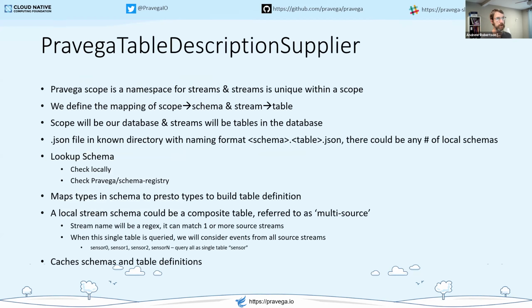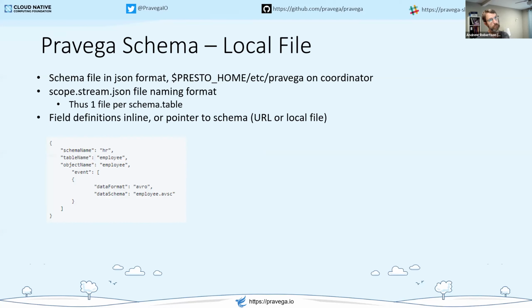The next option is to have things in a local file on the coordinator. It's one file per object, and you're either inlining the event definition right there in JSON format, or, as in this example, pointing to an Avro schema. So basically it says my schema is HR, the table name I want to show up in Presto is called employee, and the object name is the stream on the Provenca side. So we'll look for HR.employee within Provenca, read from there, and use the schemas defined there.